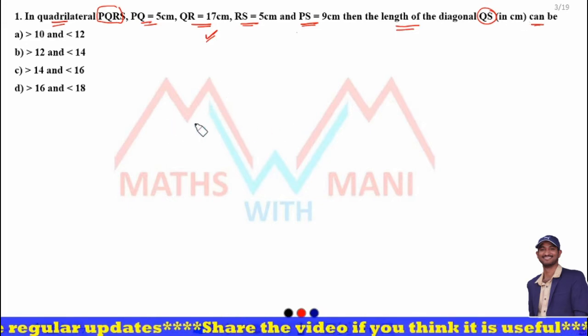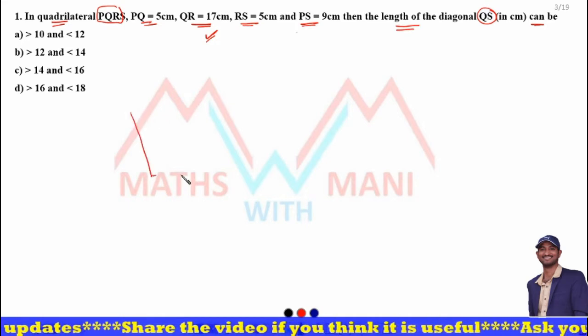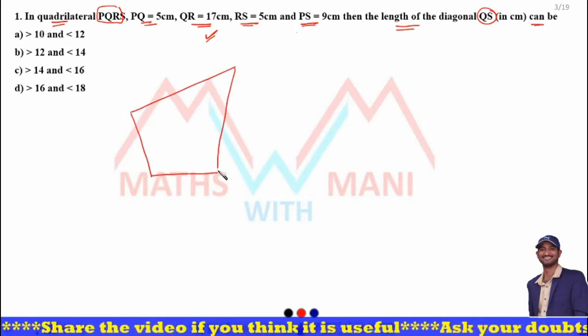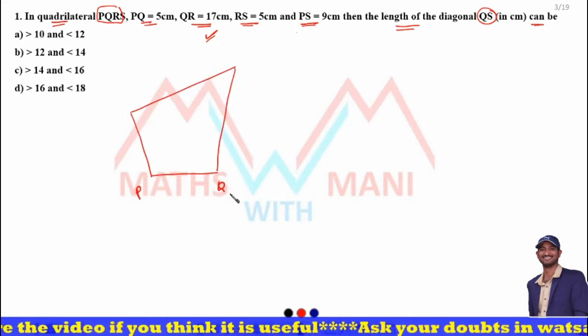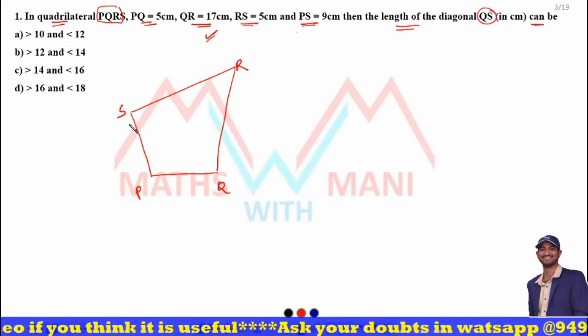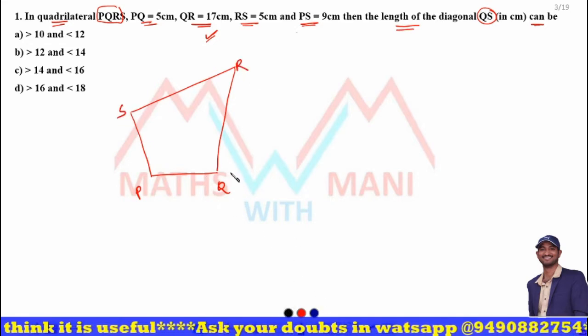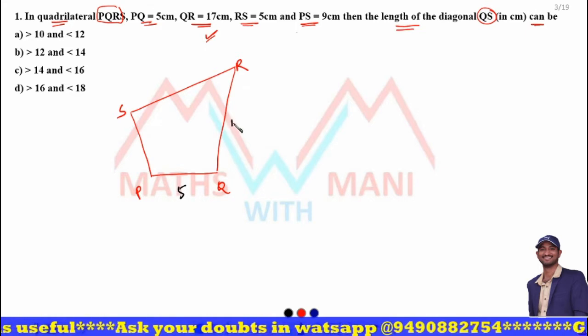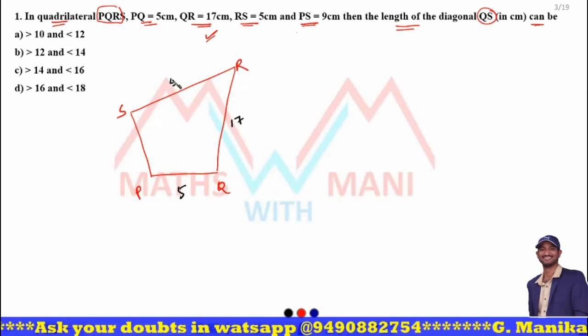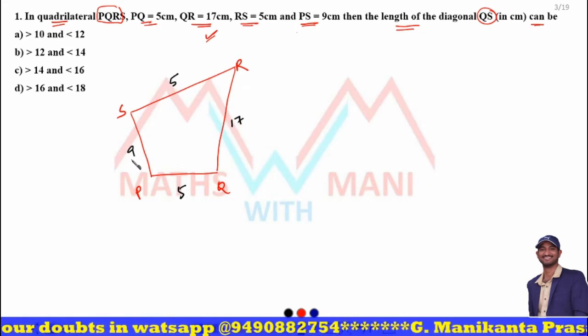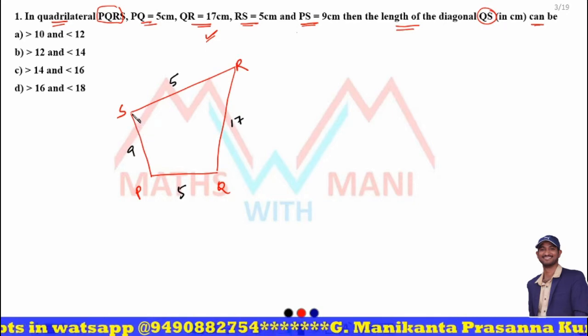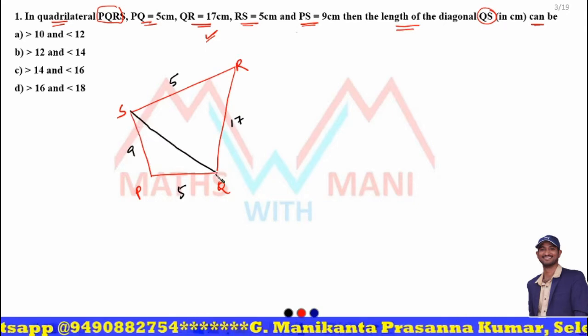So basically we have a quadrilateral PQRS. It is P, it is Q, it is R, and it is S. The sides are given. PQ is 5, QR is 17, RS is 5, and PS is 9. And you have to find the length of this diagonal QS.